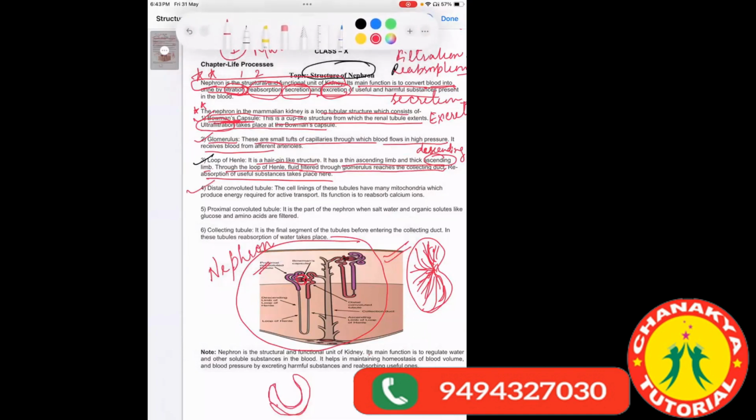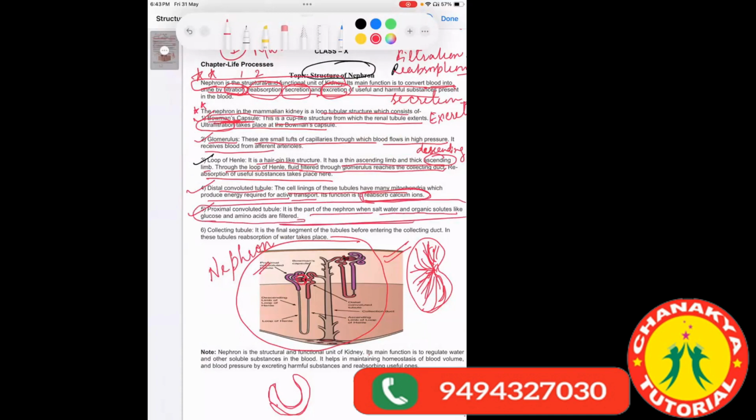Then DCT. The cell linings of these tubules have many mitochondria, which produce the energy required for active transport. And what do they do? They reabsorb the calcium ions. Then PCT, it's a part of the nephron where salt, water, and inorganic solutes like glucose and amino acids are filtered.